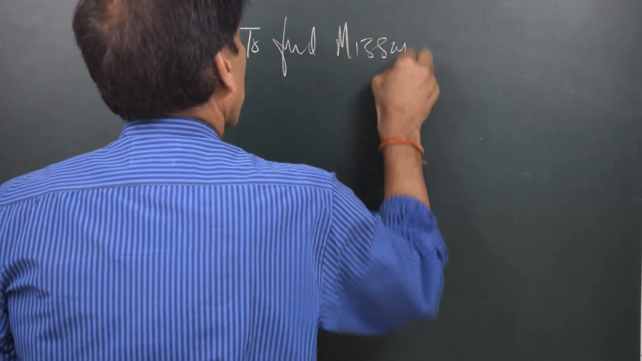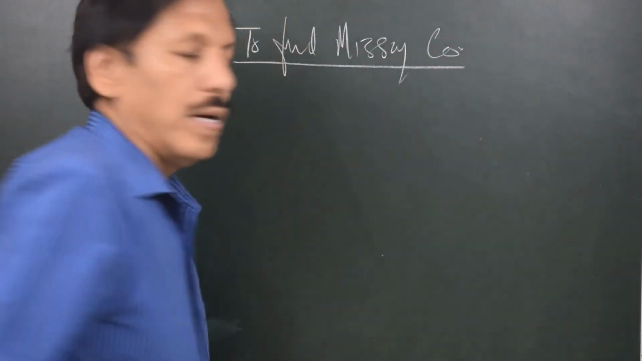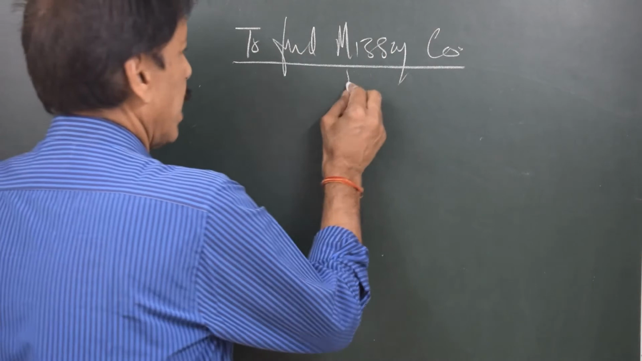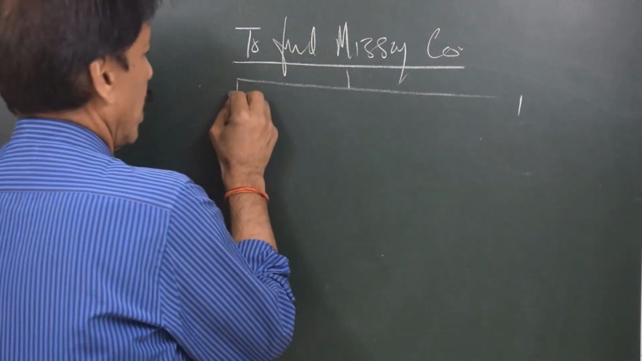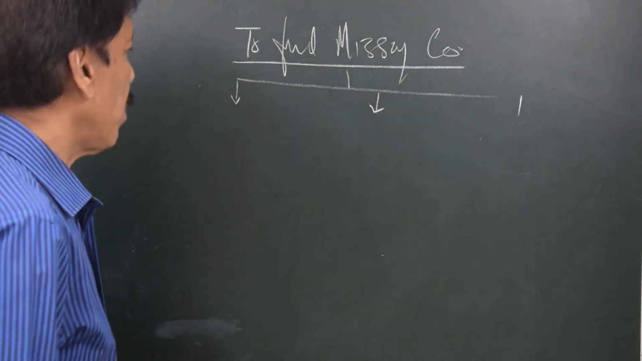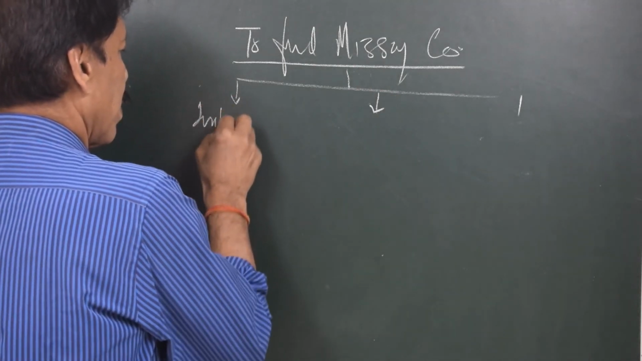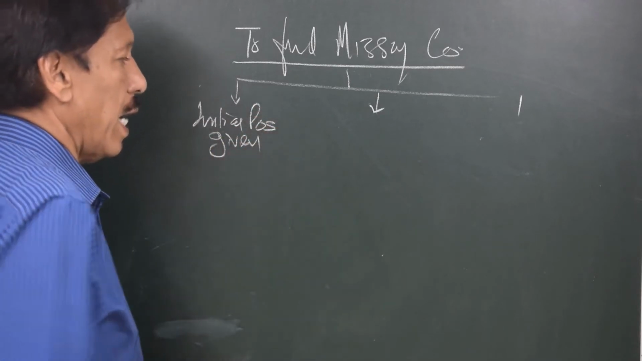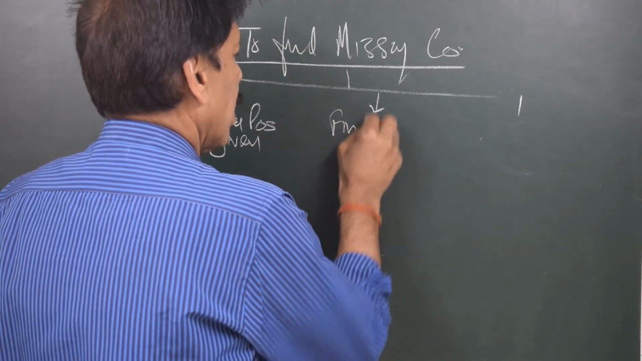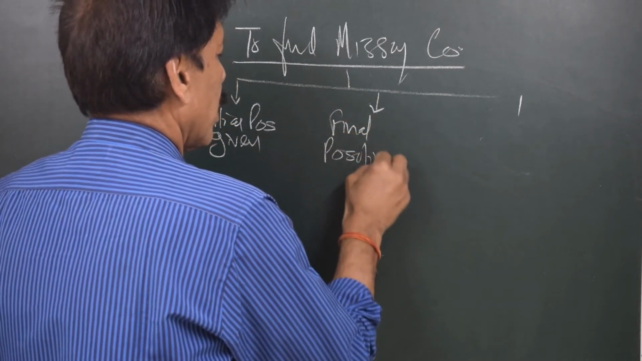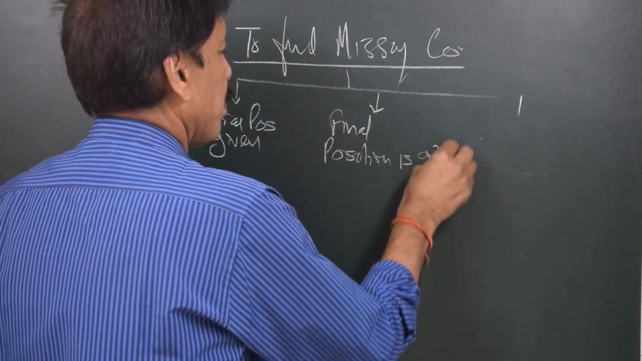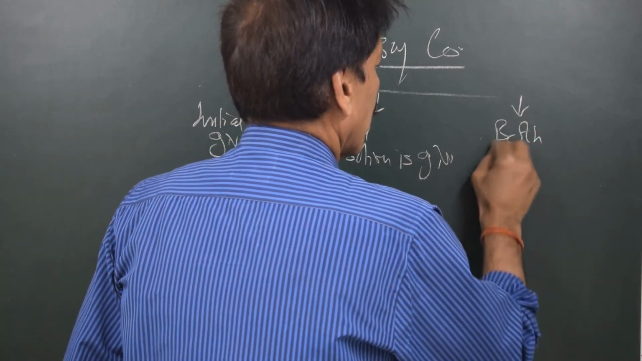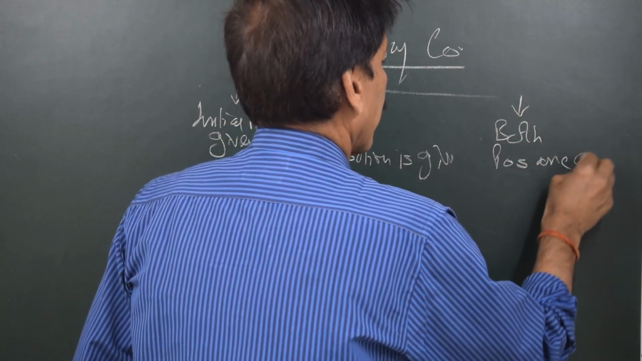To find missing course. Now there could be three kinds of questions under this, right? Let us first understand what those three kinds are. The first type is where the initial position is given, and the second one is where the final position is given, and the third type is where both positions are given.